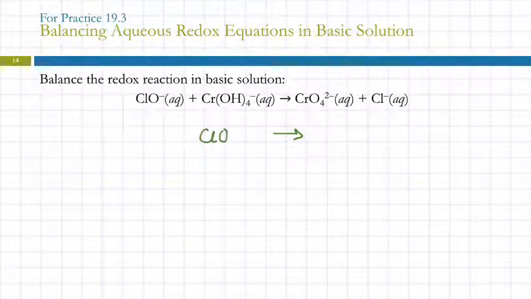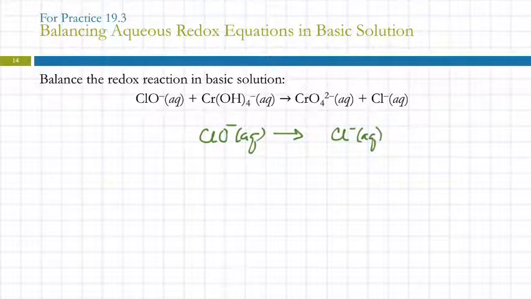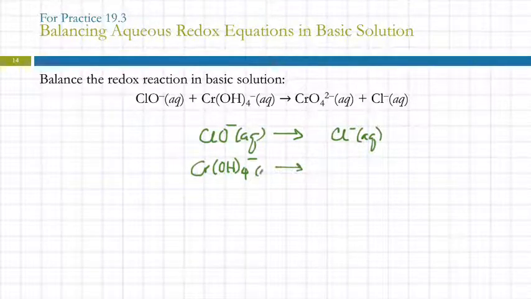So ClO minus aqueous, and over here I've got Cl minus. The other half reaction is going to be the Cr(OH)4 negative aqueous and CrO4 2 minus aqueous.